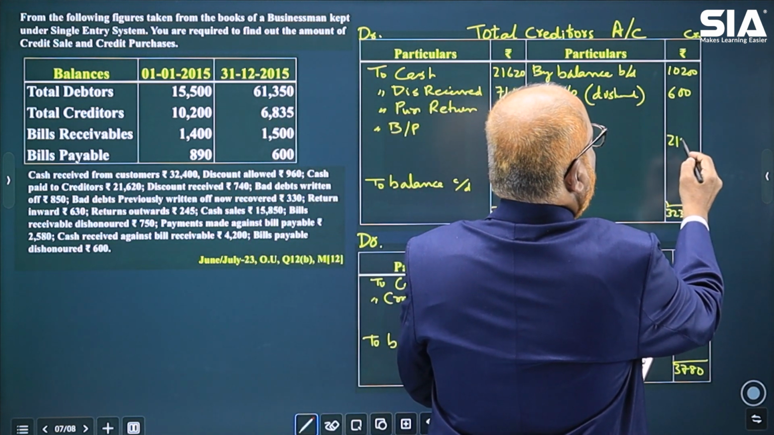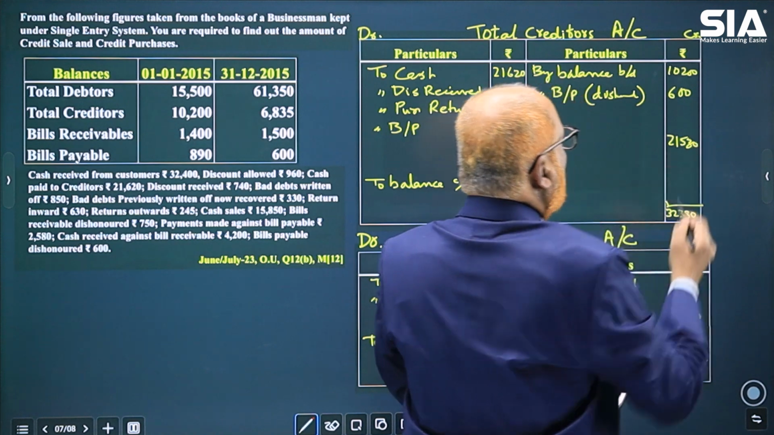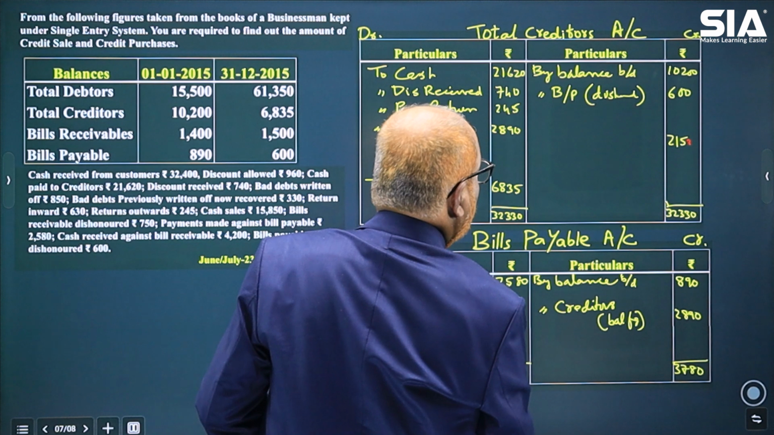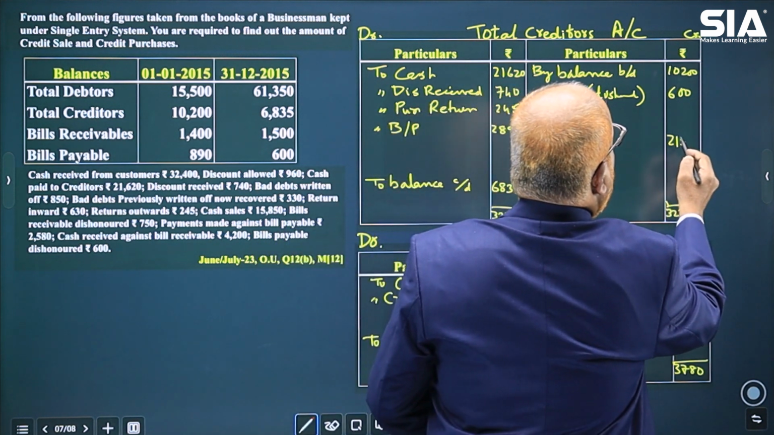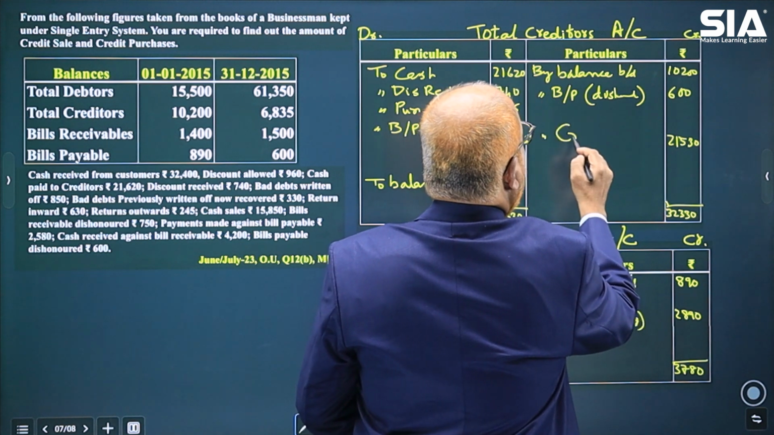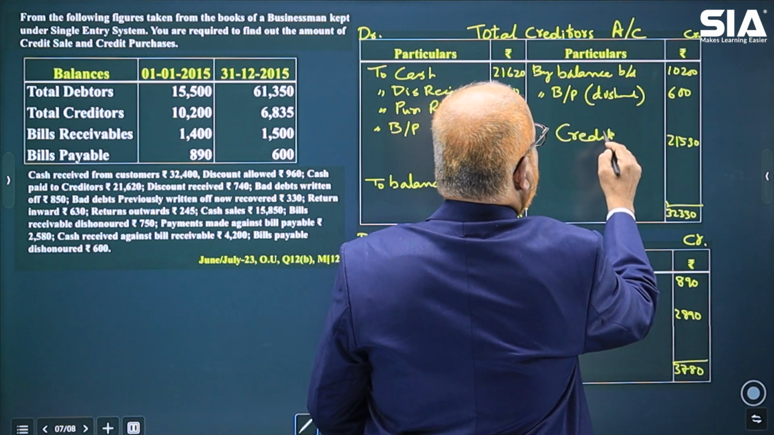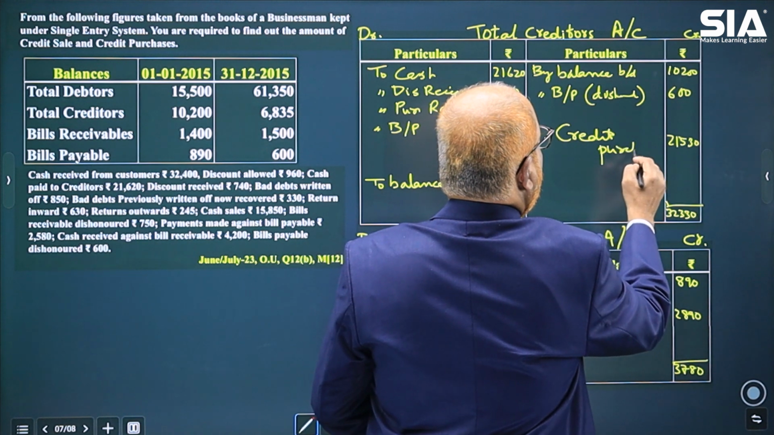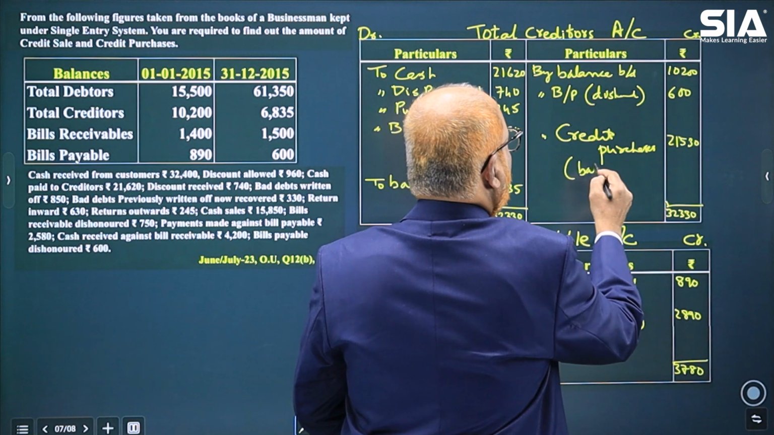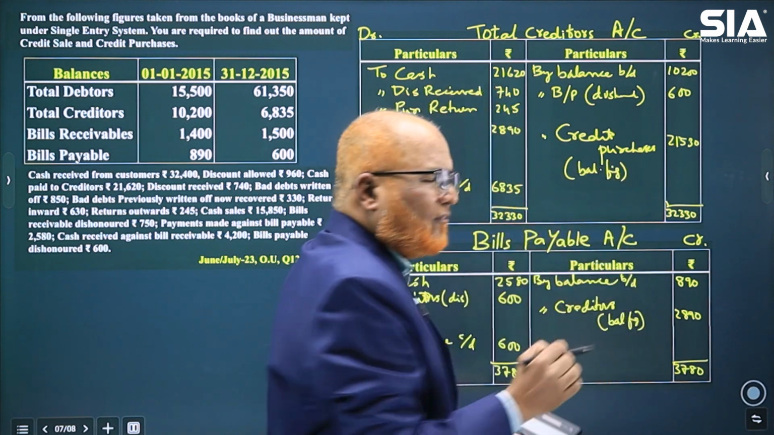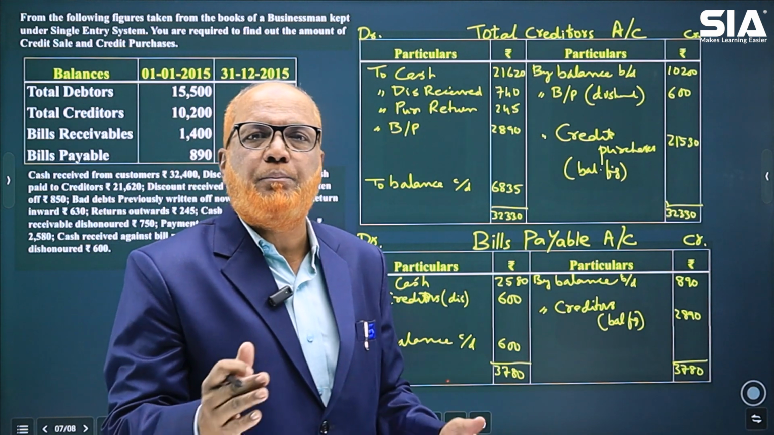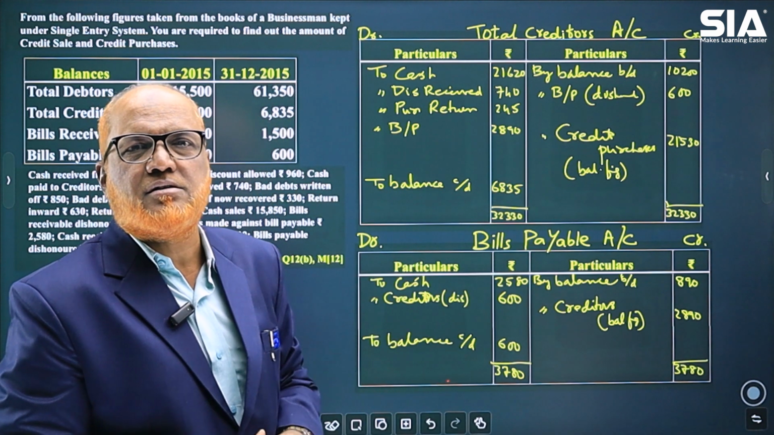What is this 21,530? These are the credit purchases. This is the balancing figure. Finally, it is asking you in the problem to find out the credit purchases. These are the credit purchases.